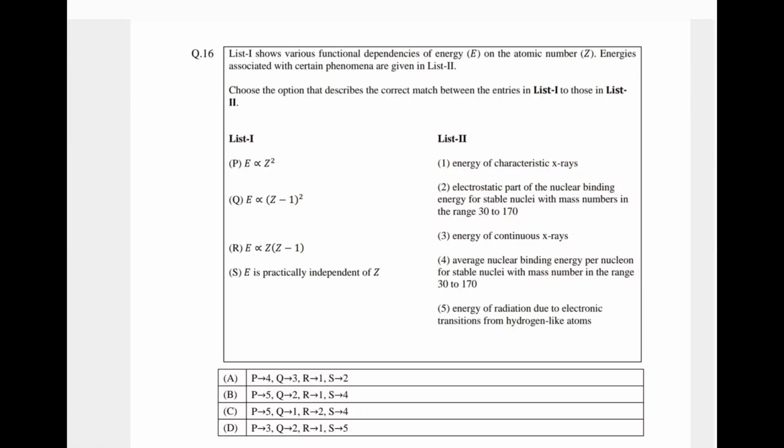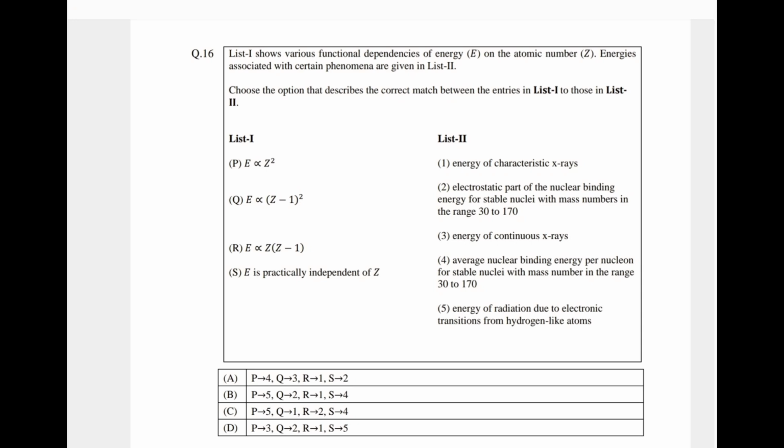So we are recording this 16th problem, which is technically a match the column problem of JEE Advanced 2025. And the problem is an interesting one. It is technically just a formula based problem, but you need to be conceptually strong to answer this.